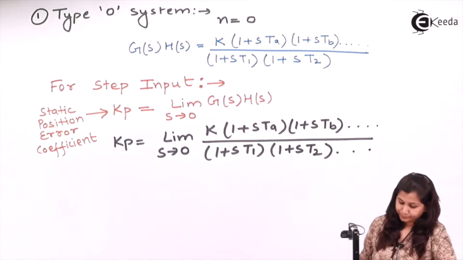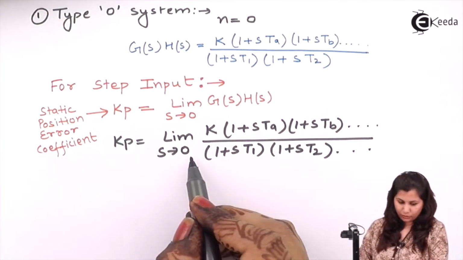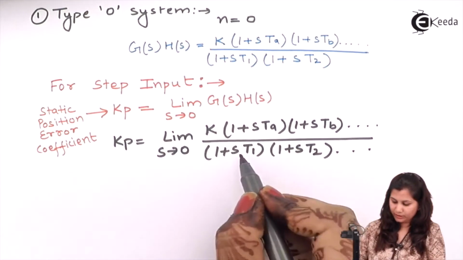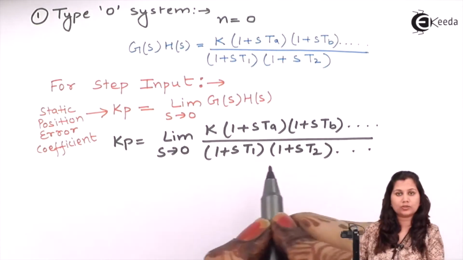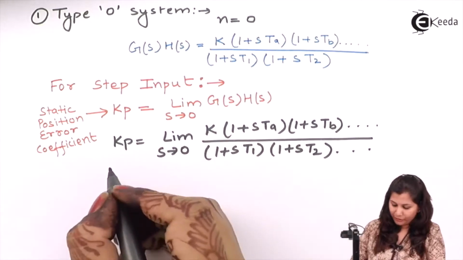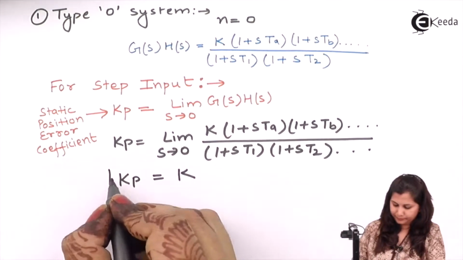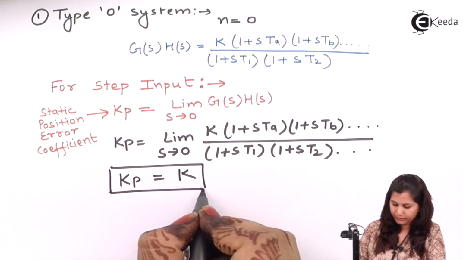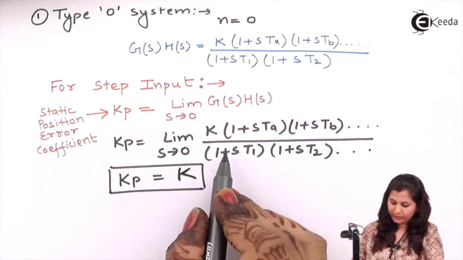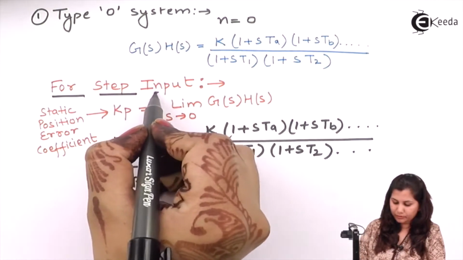Okay. Now apply the limits. s tends to 0. So this term will be 0. This is also 0 and this is also 0. So we are left with only 1 in these terms. So the value of Kp will be equal to K. All other terms will become 1. So we are left with K only. So Kp will be equal to K for step input.